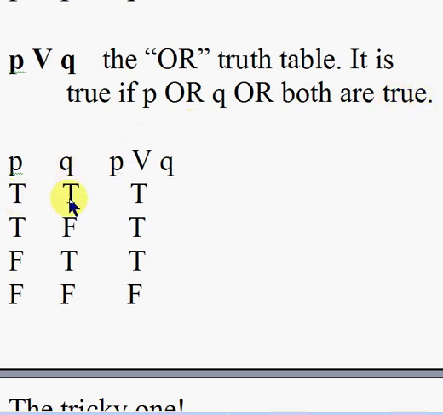So if P is true and Q is true, then P or Q is true. If P is true and Q is false, then P or Q is true, since one of the two, namely P, is true. That's good enough. If P is false and Q is true, again, P or Q is true, since Q is true. Note that when P is false and Q is false, then P or Q is false.